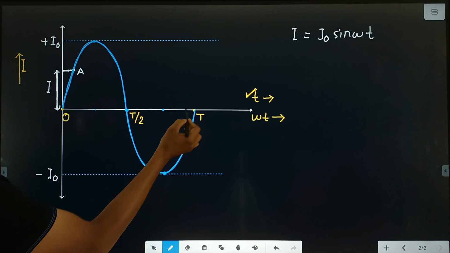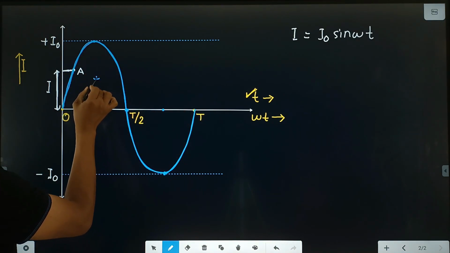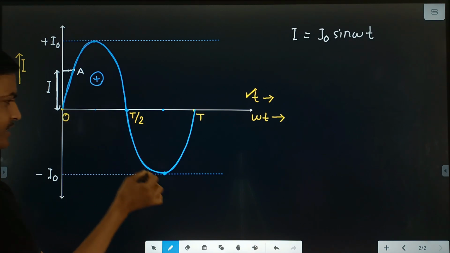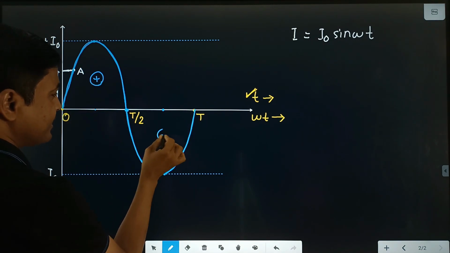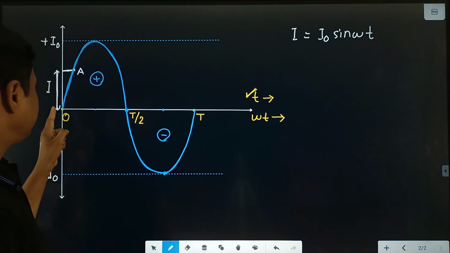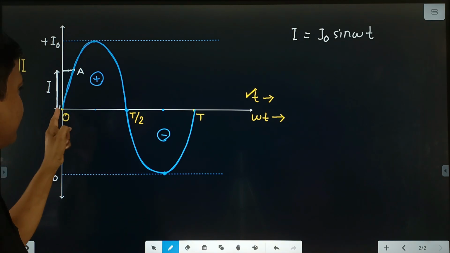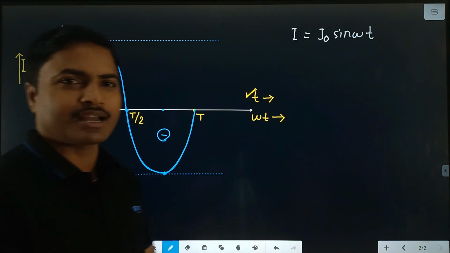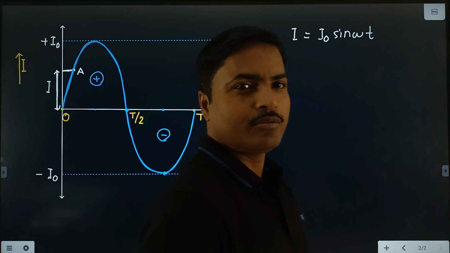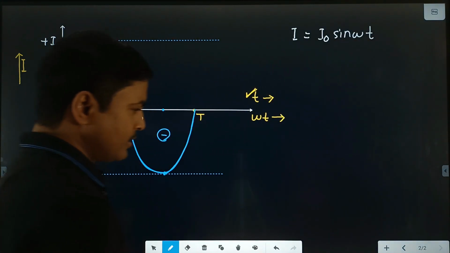For the full cycle means up to this point, because this one is the half cycle, this is the positive half, and this is the other half cycle, this is the negative half. So for the full cycle, from time 0 to T, where T is the time period, we will calculate the average value or mean value of AC. Clear?